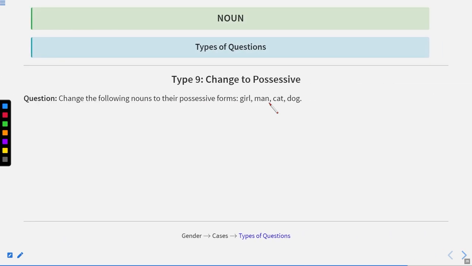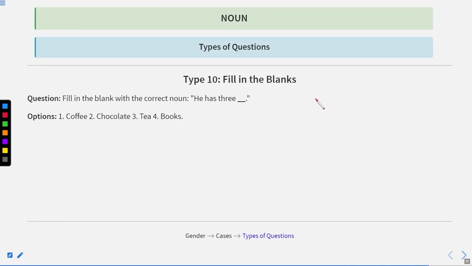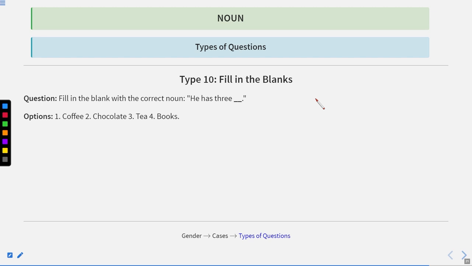Now the next type of question: change the following nouns into possessive forms: girl, girl's; man, man's; cat, cat's; dog, dog's. Now we simply have to put apostrophe s after all the words.